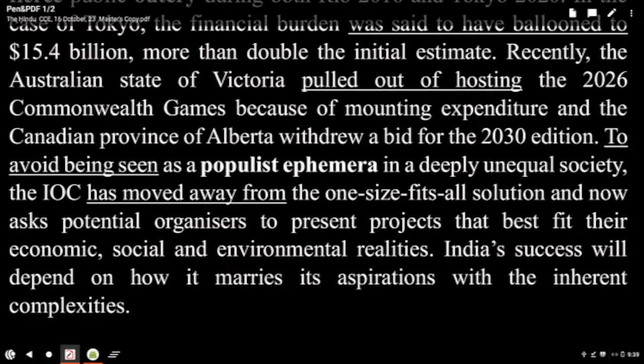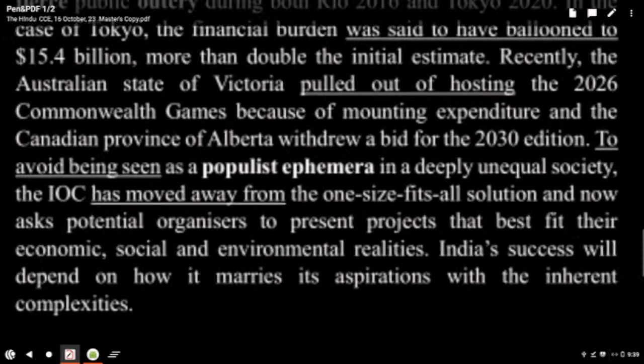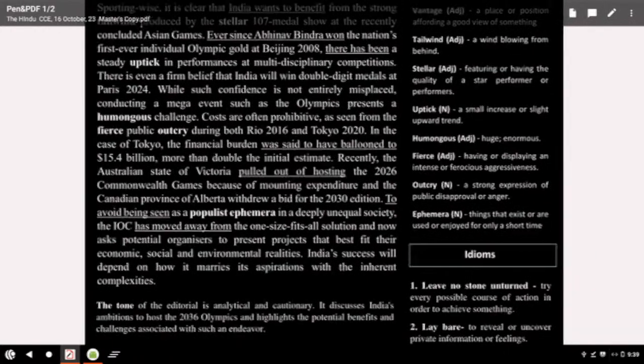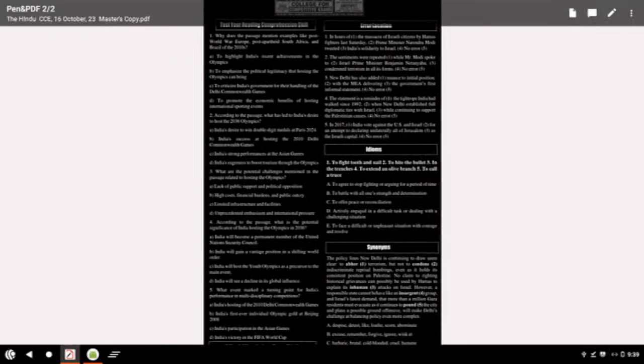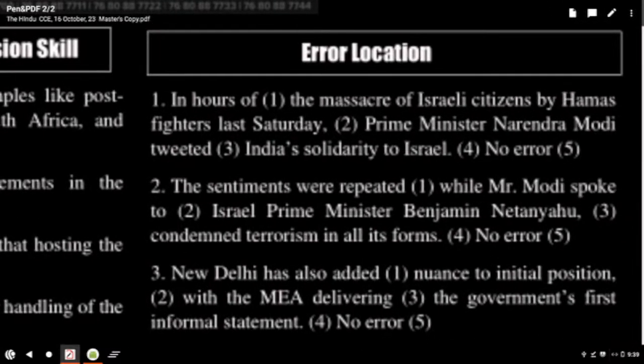What is the last sentence? India's success will depend on how it marries its aspirations with the inherent complexities. The last sentence is rather funny. Marries its aspirations with what? The inherent complexities. Let us go to the questions based on, please have a look at error location.